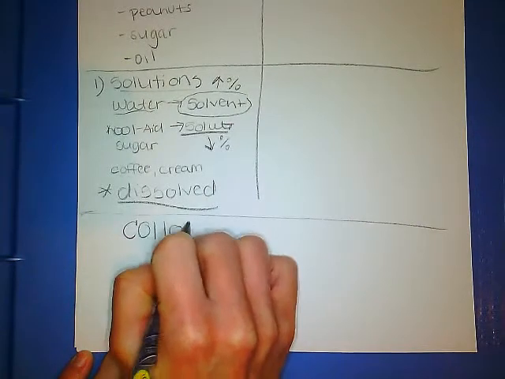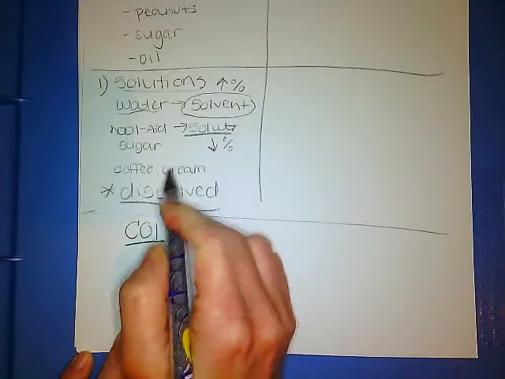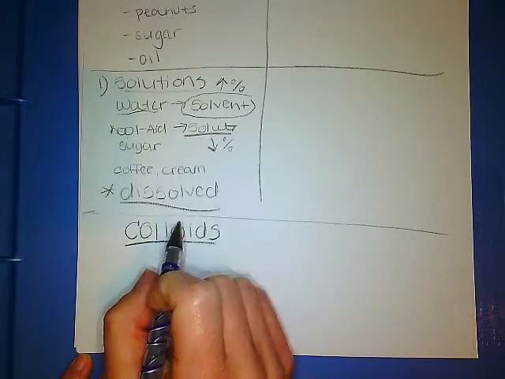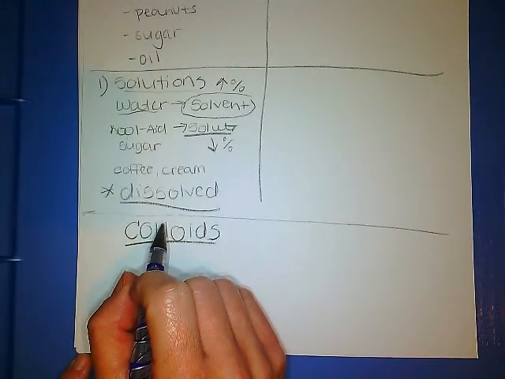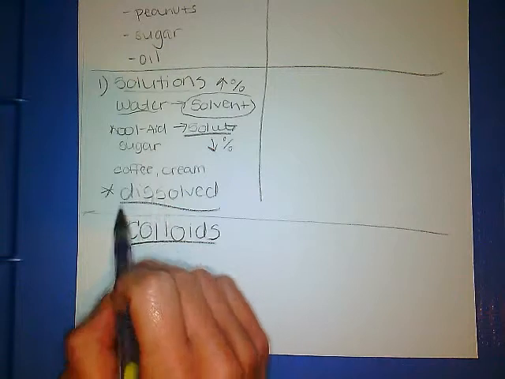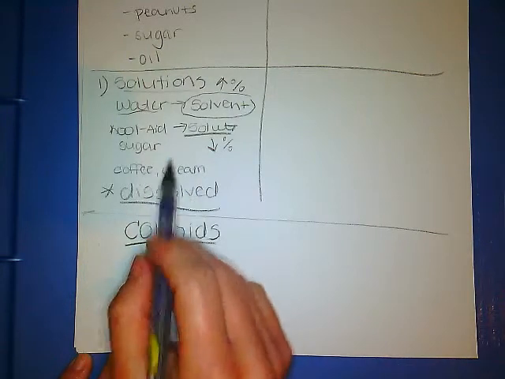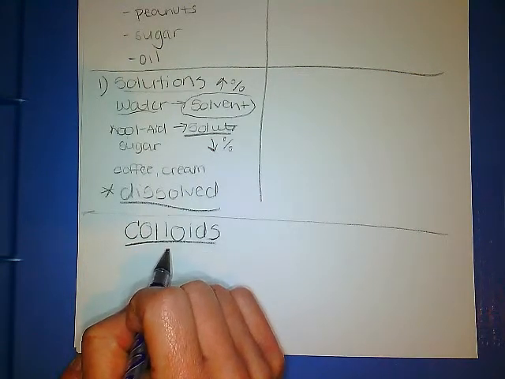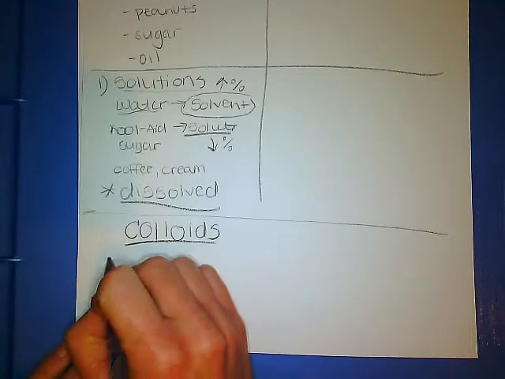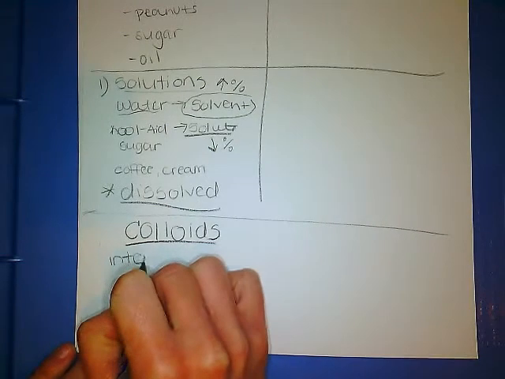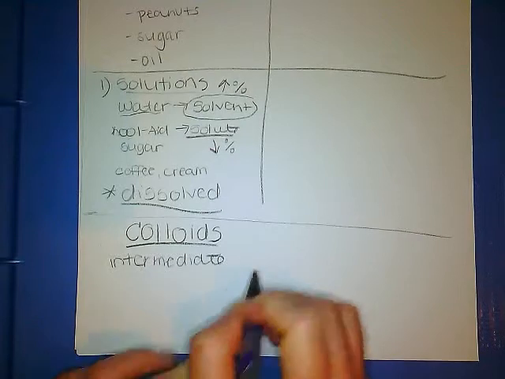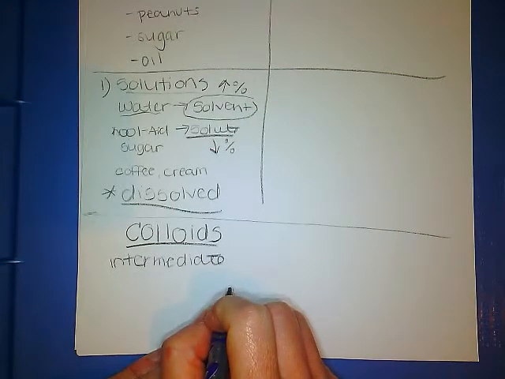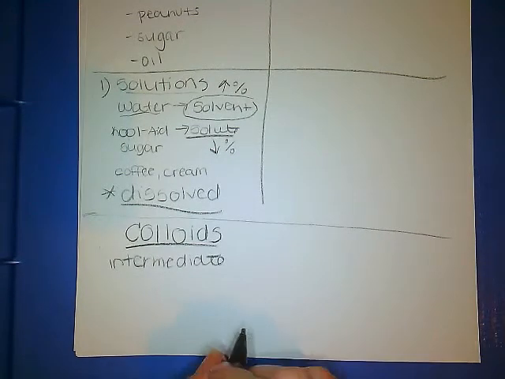Let's take a look at colloids. So when we're talking about solutions, if you were to look at a glass of Kool-Aid, you wouldn't be able to see anything. It would be almost like adding food coloring to water. You wouldn't be able to see any particles because they all dissolve, very, very small particle size. Colloids are a little bit different. Colloids, the particles are intermediate in size. So they're not terribly small, but they're not really big.